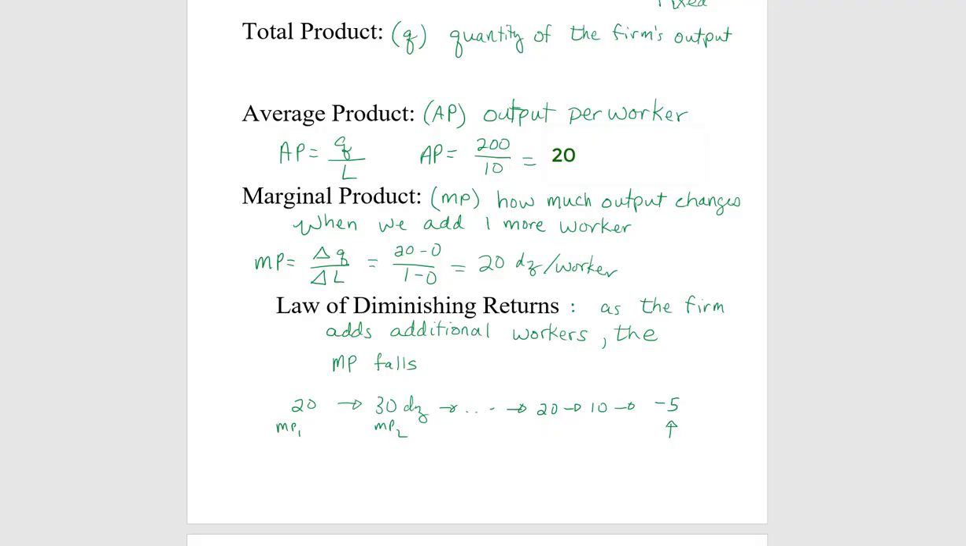Now, of course, a firm would not want to choose to hire another worker when all they're going to do is decrease the amount of output that the firm's producing. So this is the concept of the law of diminishing returns.